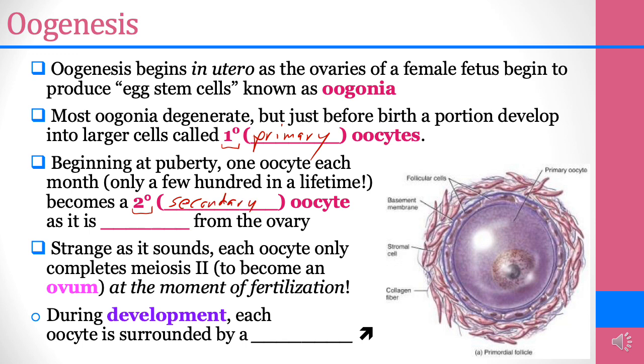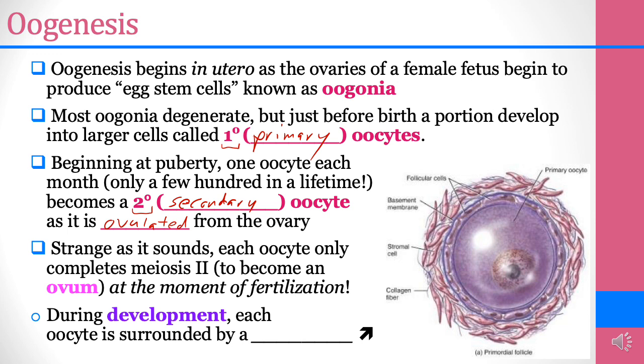Okay, beginning at puberty, 1 oocyte each month in most women ovulates. Some women double ovulate and are more likely to have twins for that reason. 1 oocyte each month becomes a secondary oocyte as it is ovulated from the ovary. Strange as it sounds, each oocyte only completes meiosis 2 to become an ovum, a completely meiosised cell, at the moment of fertilization.